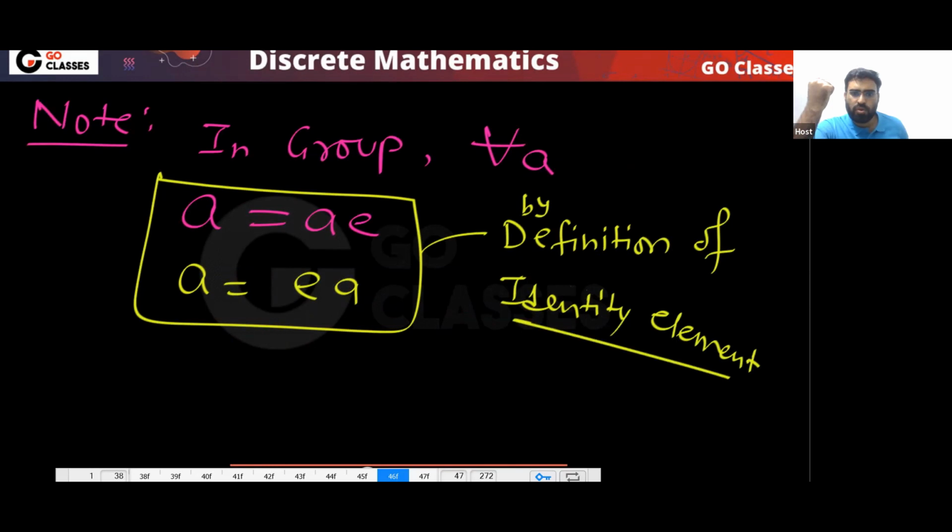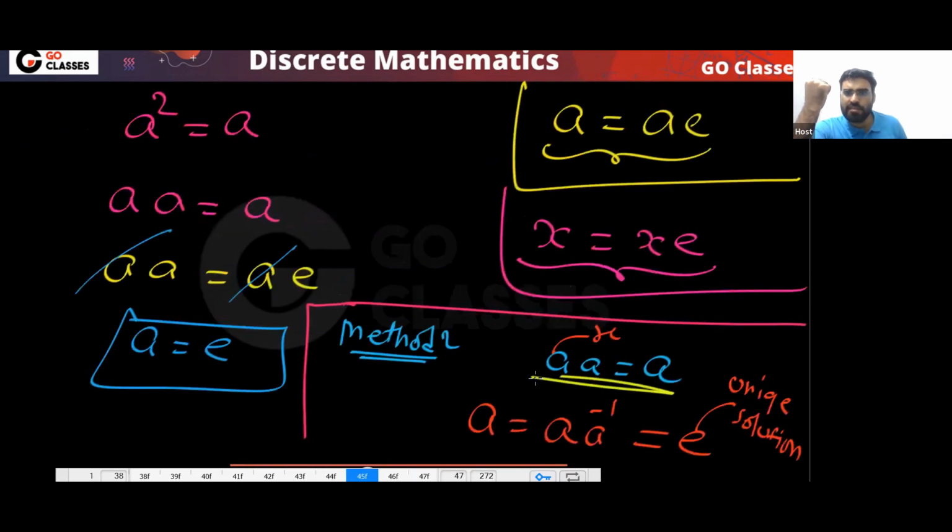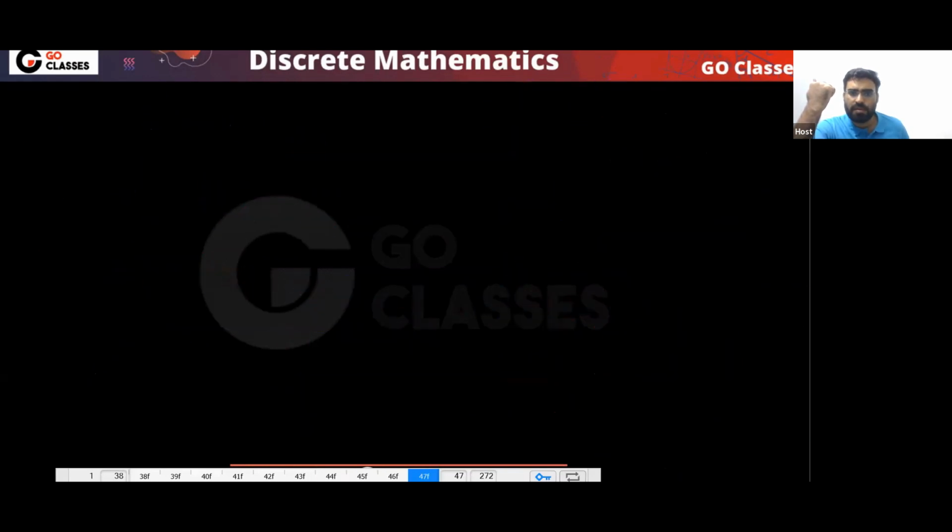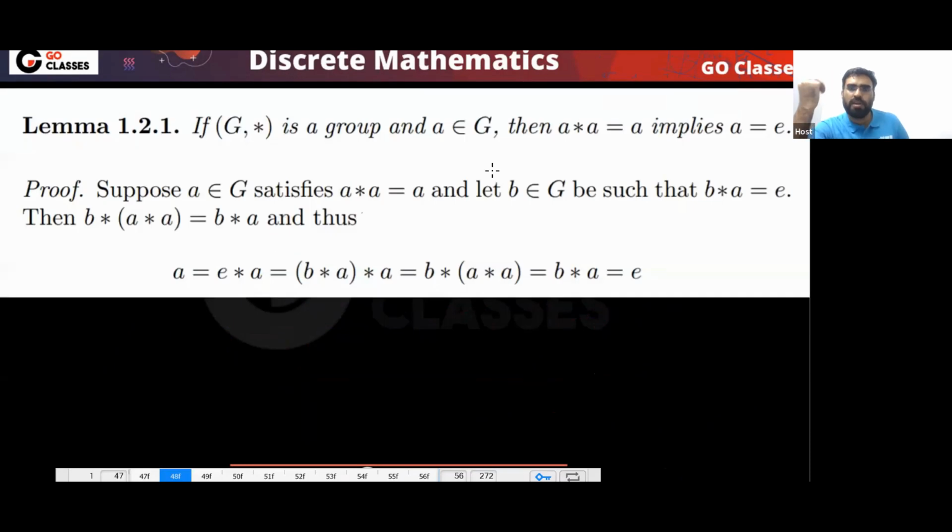Okay. So anyway, this proof is clear. A equal to A, so you can consider this A as X. Then you can notice that A will be equal to A inverse. So this will be the unique solution. A will be E. Very simple. So this is your theorem: for any element A, if A square is equal to A, then A will be equal to E.